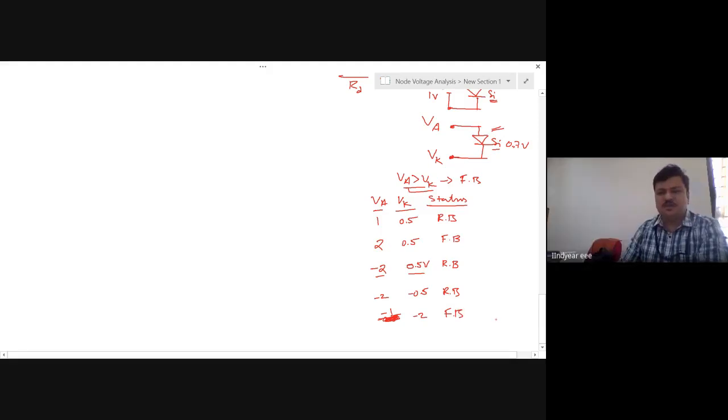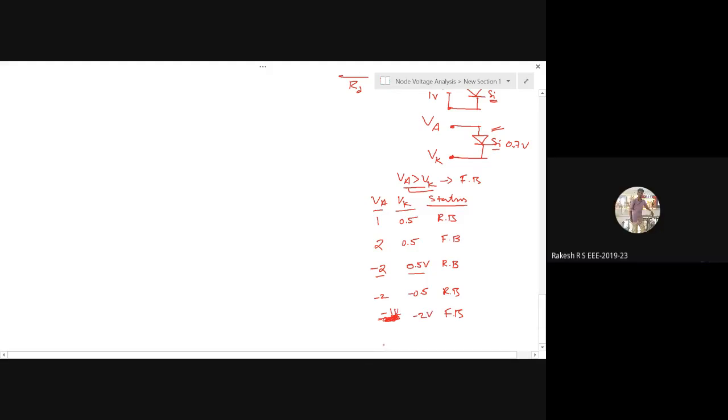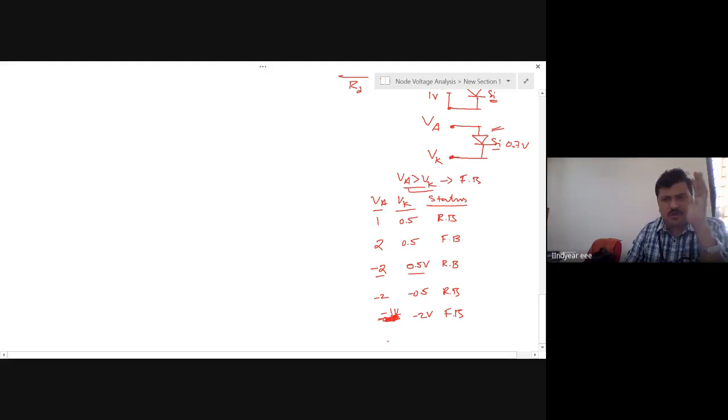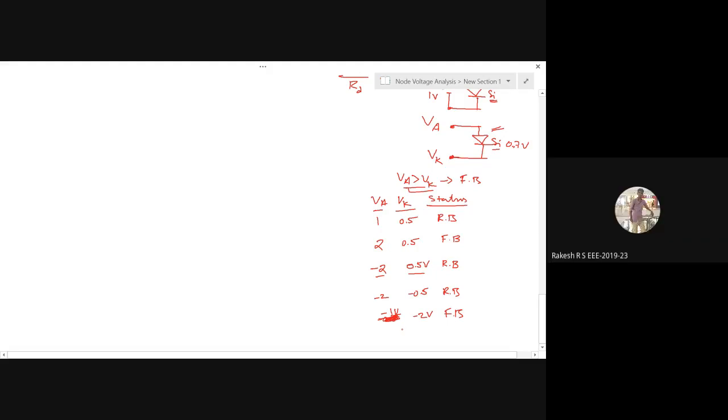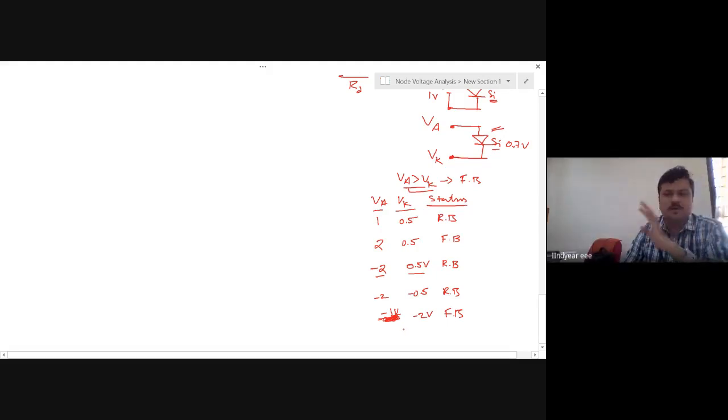See, again, you people are running behind the mathematics. You understand physics. Which is higher potential point when it is -1 volts and -2 volts? -1 is. See, the condition for diode operation is anode should be at higher potential, cathode should be at lower potential. That is the condition. Anode should be at higher potential point, cathode should be at lower potential point. Then only diode will operate.